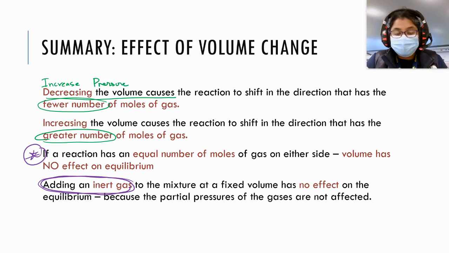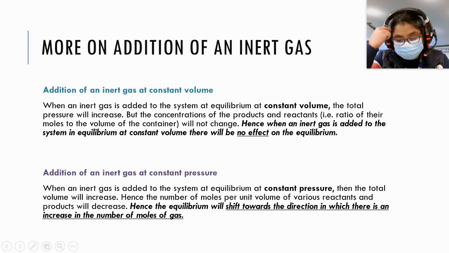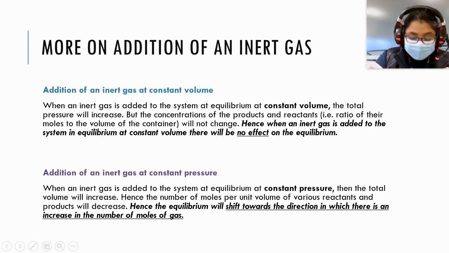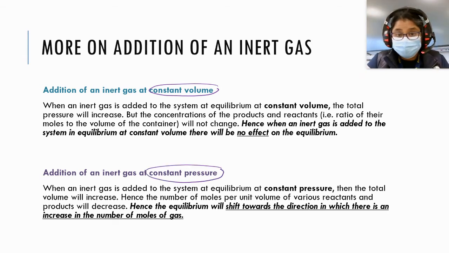What if you add an inert gas that has no bearing on the reaction? It's not going to react with the reactants, and it's not going to react with the products. So there are 2 situations where you can add the inert gas. You can either add the inert gas at constant volume, or you can add the inert gas at constant pressure. Those are the 2 situations. Now, let's talk about what happens when you add an inert gas at constant volume.